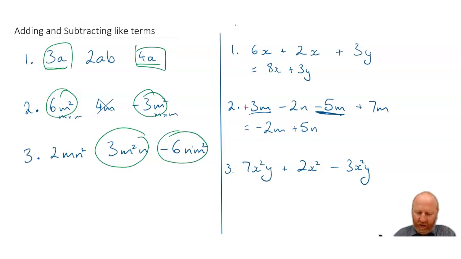Last one here, spot the like terms. X squared y here and x squared y here, and the other y terms. That's 7 minus 3 is equal to 4x squared y. This is not a like term, so it just stays as it is on the end.